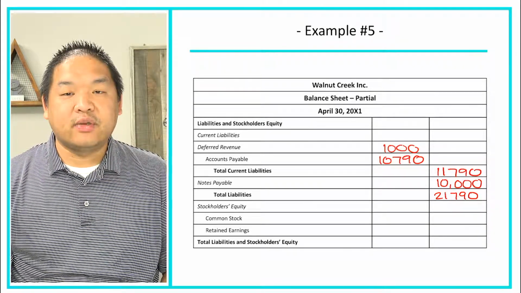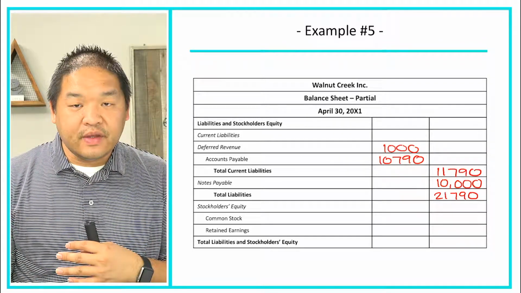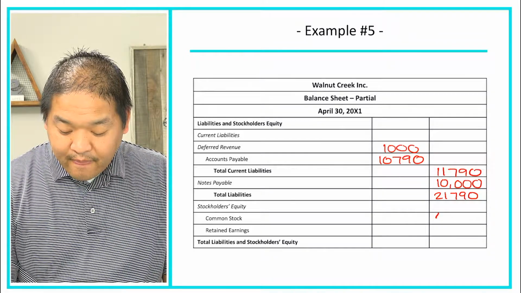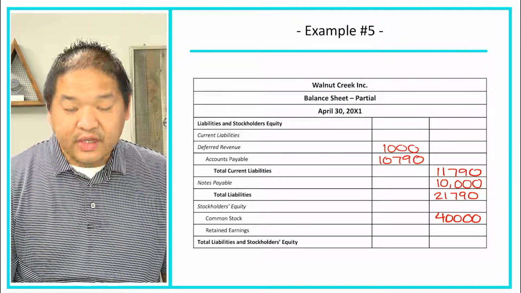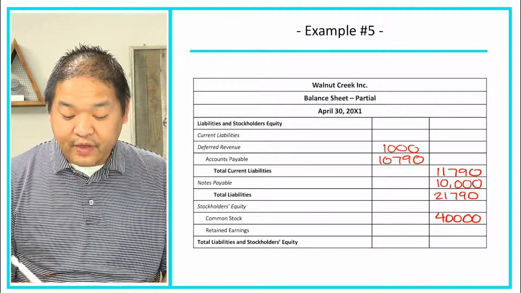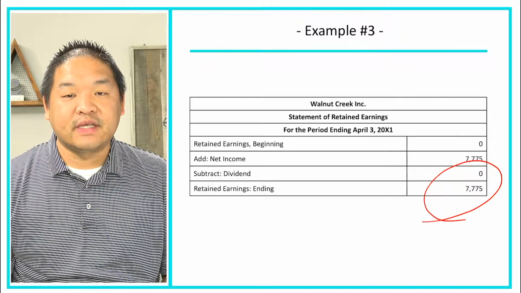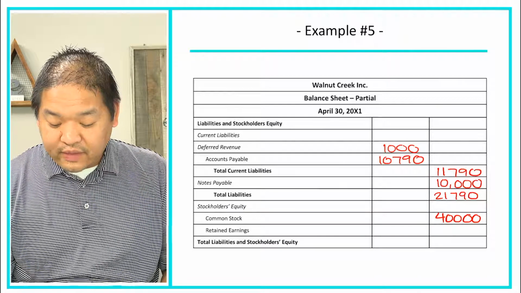Going into stockholders' equity. So stockholders' equity, no additions here. So we're going to go ahead and put the information on the right-hand side. Common stock was 40,000. And then retained earnings, we're going to take from the statement of retained earnings. So if I go back here, statement of retained earnings said we had $7,775. Therefore, that's the number we're going to use.